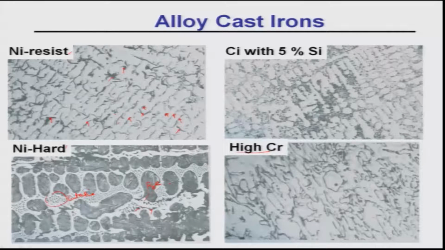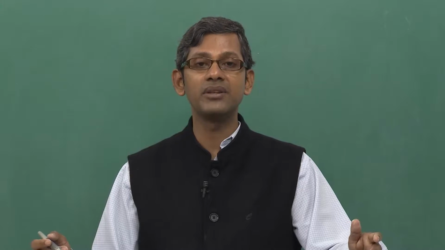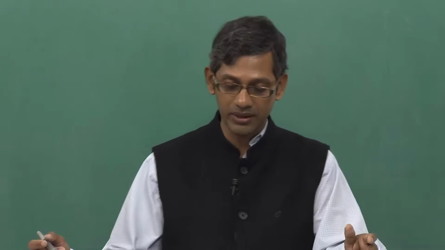I will just go to the phase diagrams of those two binaries. Let us look at the iron chromium phase diagram. What will happen to chromium? As you see here, if I add chromium, gamma forms a small loop, gamma is stabilized only up to 10% of chromium. When you have more than 10 or 15% of chromium, the alpha phase is stabilized. So, chromium is basically an alpha iron stabilizer.